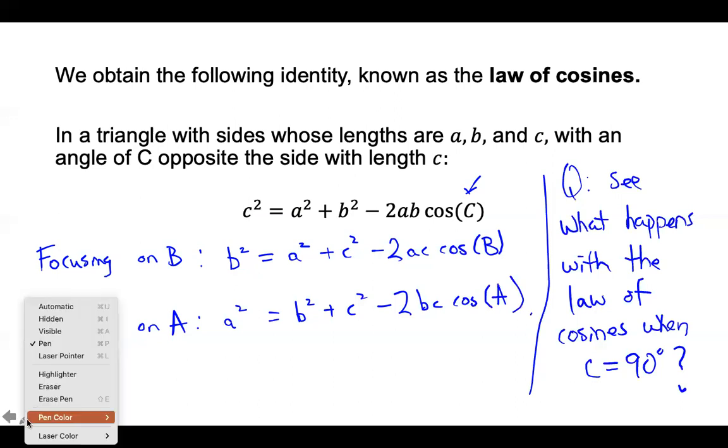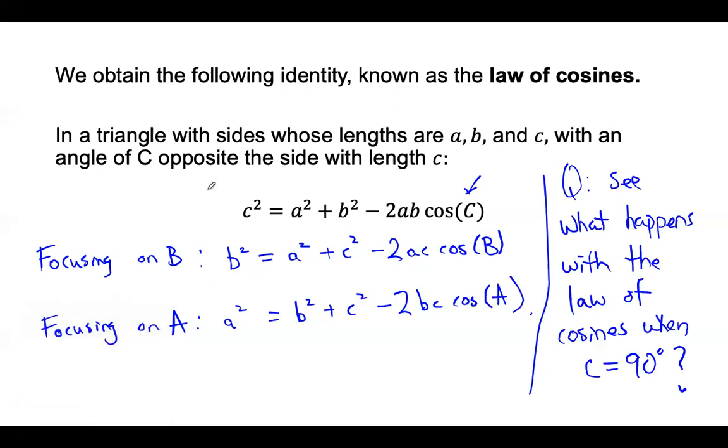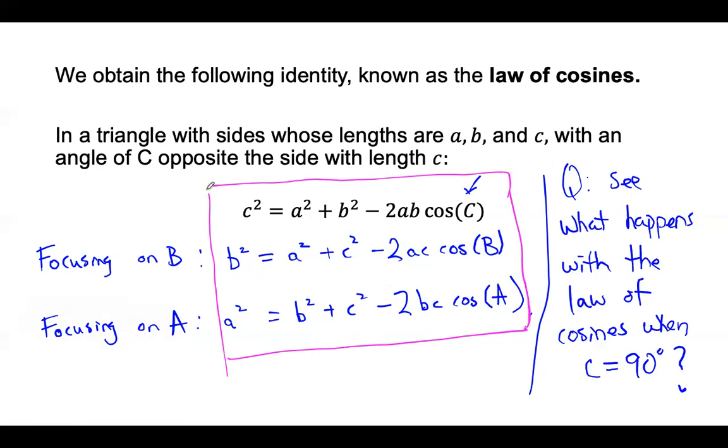I'll put these in a box. I'll just give you a second to think about it while I box this. And this is a very useful, important formula. So what happens when C is 90 degrees? What is the cos of 90 degrees? Yeah, it's 0. So this becomes 0, and we have C squared equals A squared plus B squared. So this implies that the Pythagorean theorem is just a special case of the cosine law.